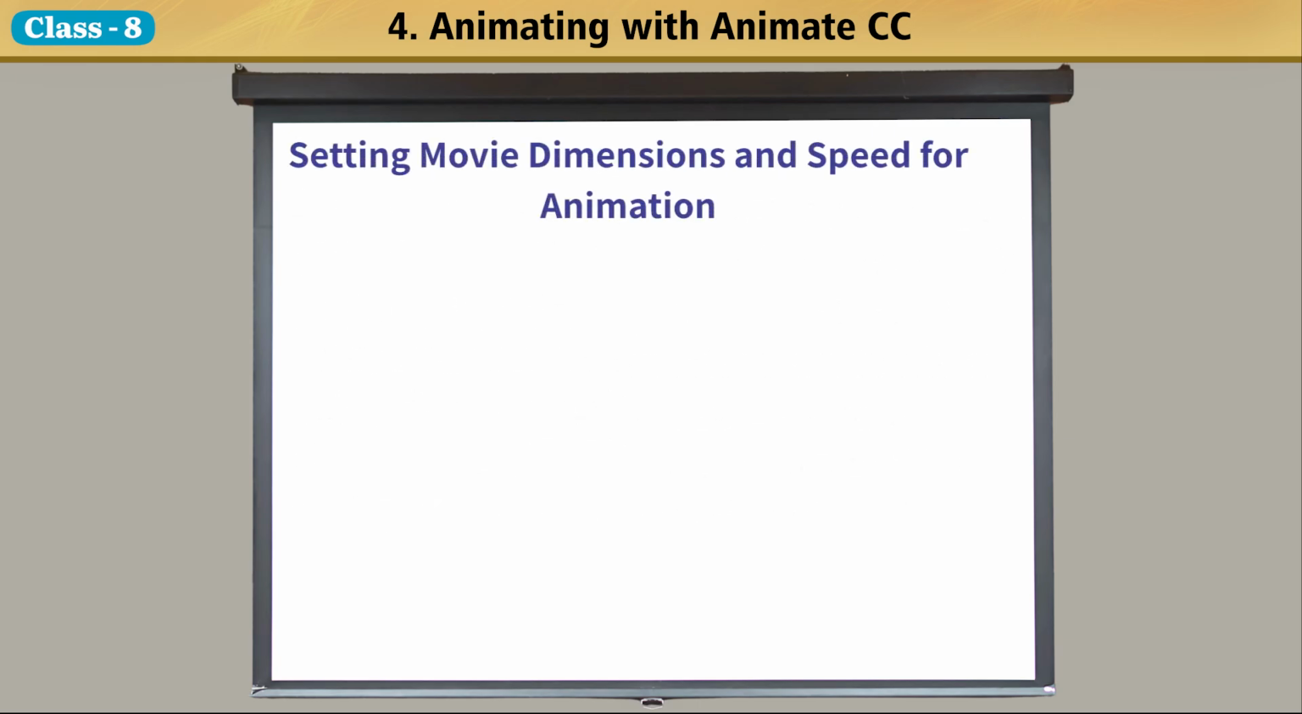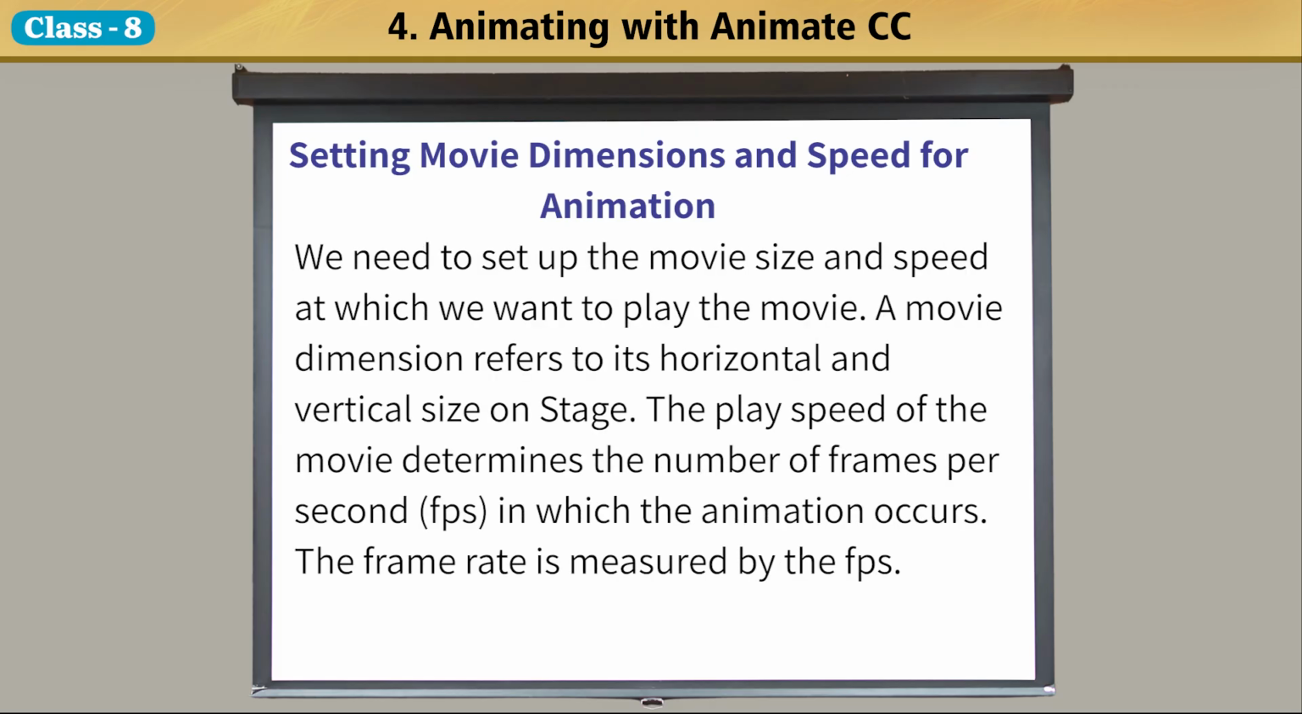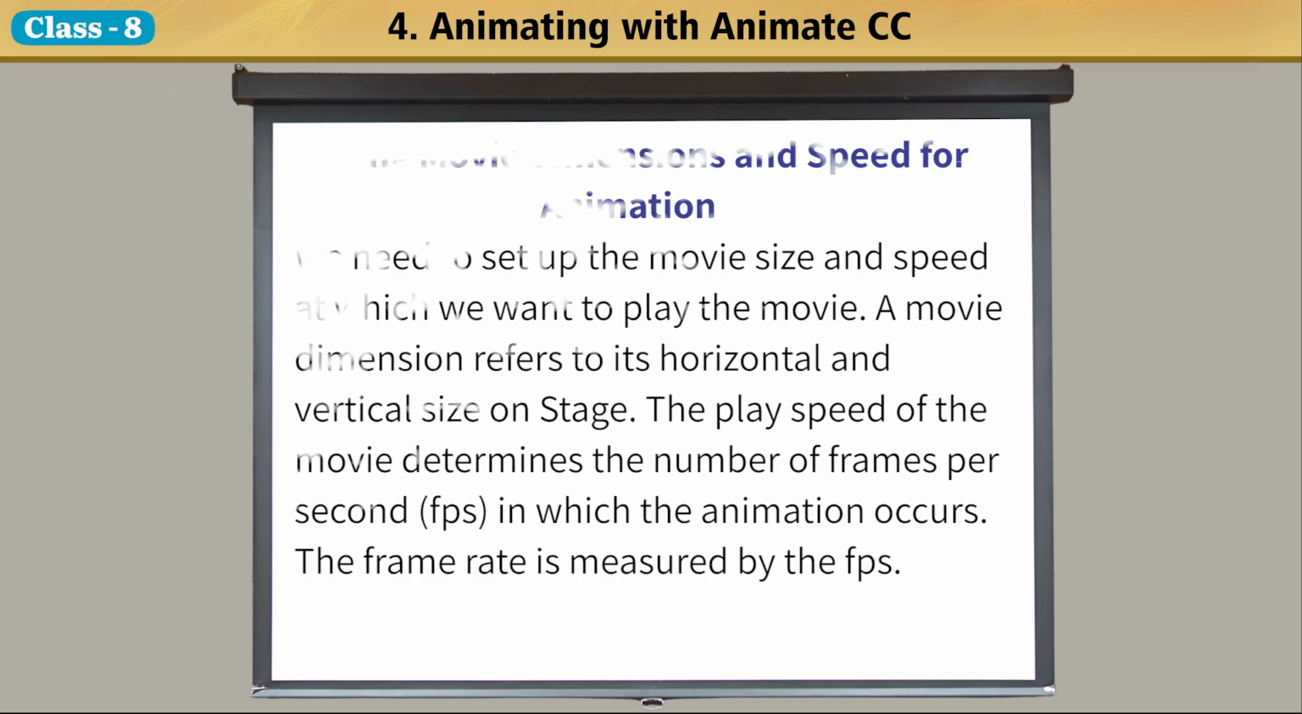Setting movie dimensions and speed for animation. We need to set up the movie size and speed at which we want to play the movie. A movie dimension refers to its horizontal and vertical size on stage. The play speed of the movie determines the number of frames per second, FPS, in which the animation occurs. The frame rate is measured by the FPS.